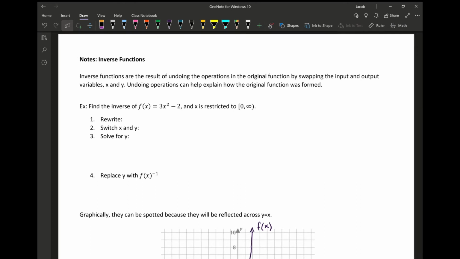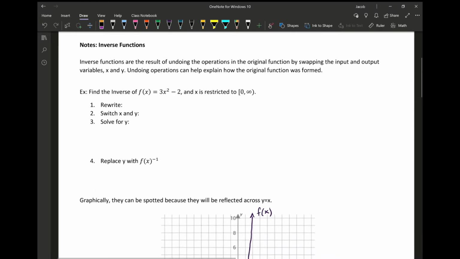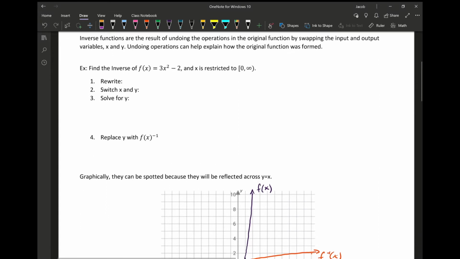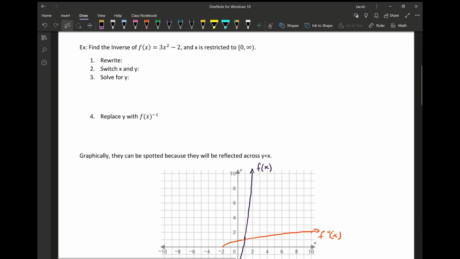Inverse functions are the result of undoing the operations in the original function. And most of the time people recognize this by just swapping x and y, the input and output variables. So undoing operations is really important here, and it's going to be the main algebraic skill we use. A lot of the rest of an inverse is just understanding the concept at its core, which we'll see with these graphs.